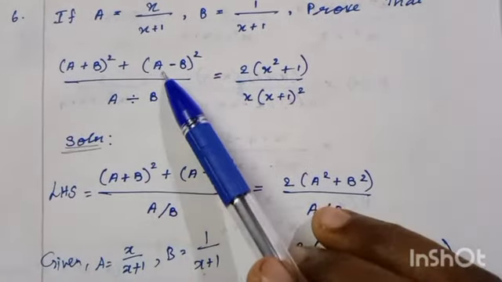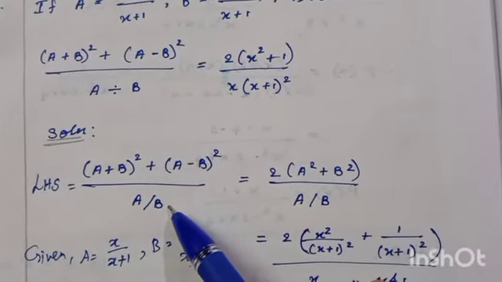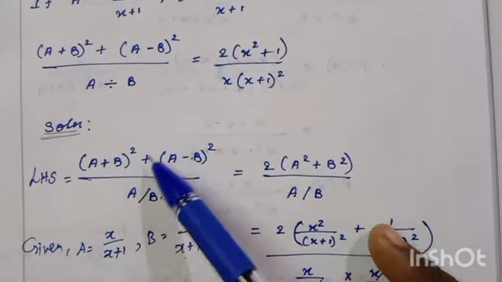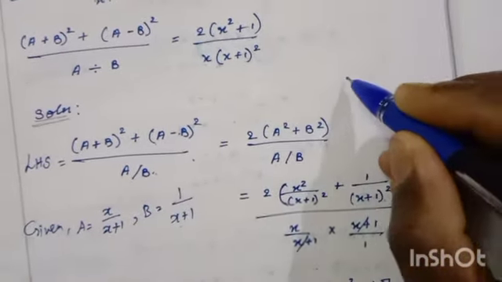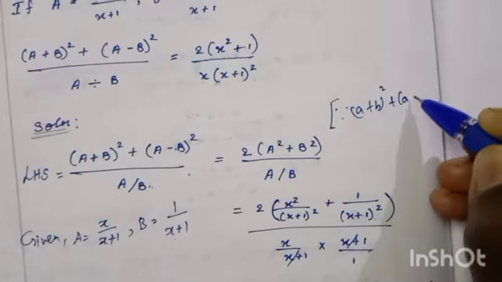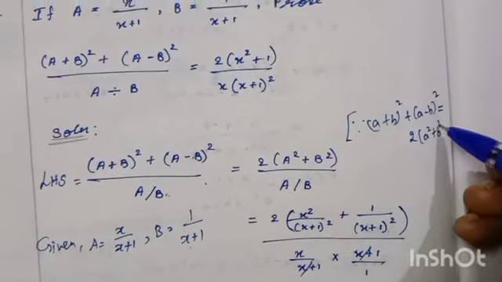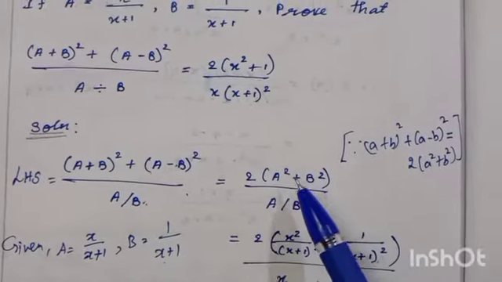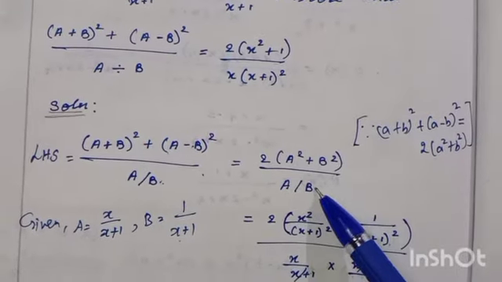For the left hand side, write a divided by b in fraction form, a by b. Now you have to simplify this value. For a plus b whole square plus a minus b whole square, we have the formula: remember, a plus b whole square plus a minus b whole square is equal to 2 into a square plus b square. Please remember this. Here capital A and B are used. So a square plus b square whole divided by a plus b.